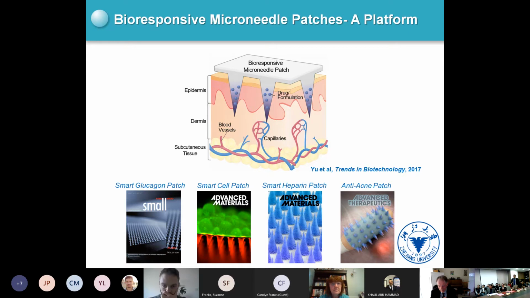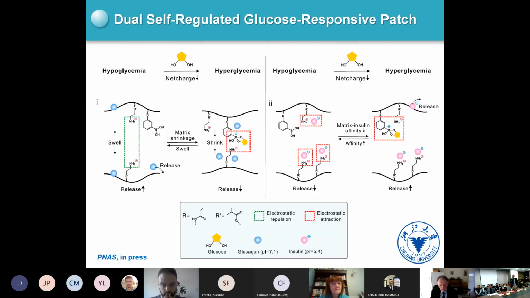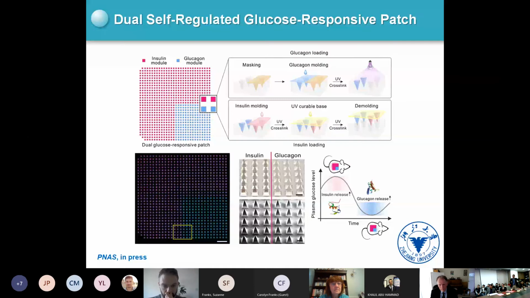Based on this, we further developed the smart glucagon patch, which can respond to a low glucose level. The glucagon can be released from the patch to alleviate the risk of hypoglycemia. We even made a hybrid patch, where three quarters of the patch can respond to a high blood sugar level to promote the release of insulin, and one quarter of the patch, one corner, can respond to a low blood sugar level to release glucagon to alleviate hypoglycemia.